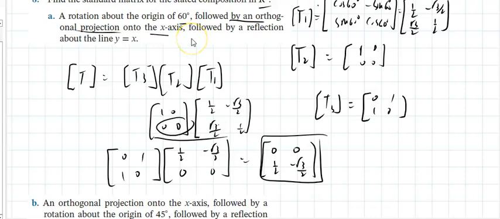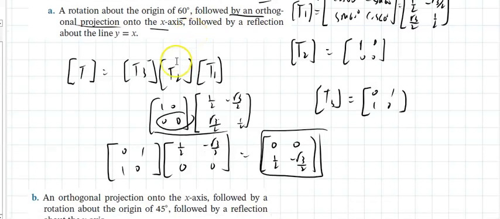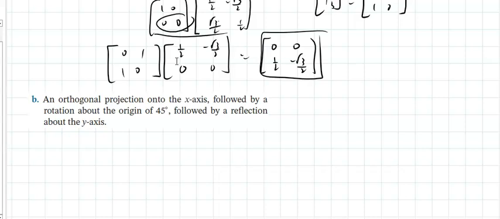Now, if I look at part B, an orthogonal projection onto the x-axis. Projection onto the x-axis. So T sub 1 is 1, 0, 0, 0. That's the first thing you do. Then T sub 2, reflection about 45 degrees.